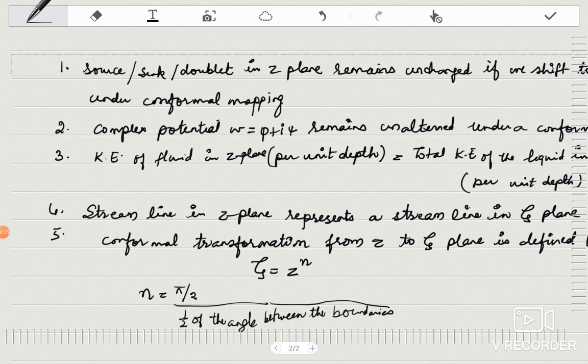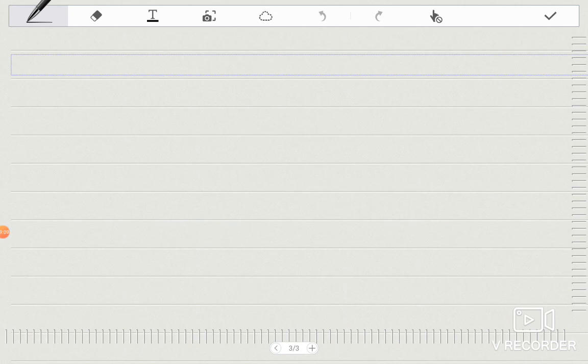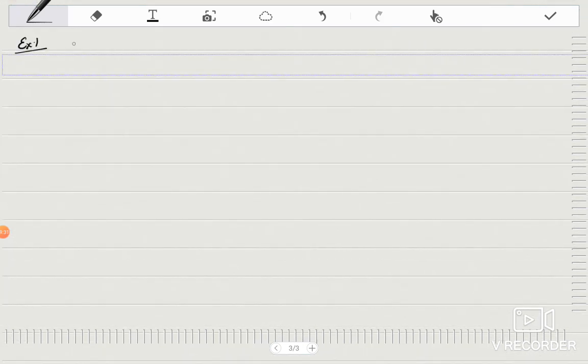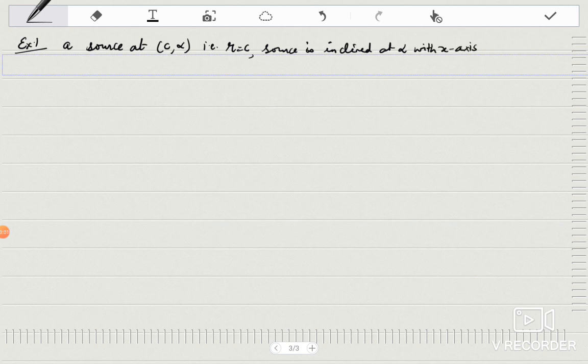Now we will see how we use this type of method to find the flow in the sense of source, sink and some boundaries. For that we will take one example. In this example we have a source placed at C alpha, that is r is equal to c, and the source is inclined at alpha with the x-axis. This is given.